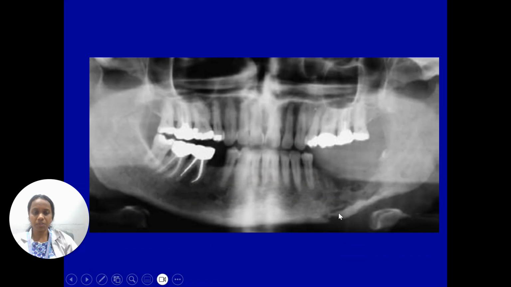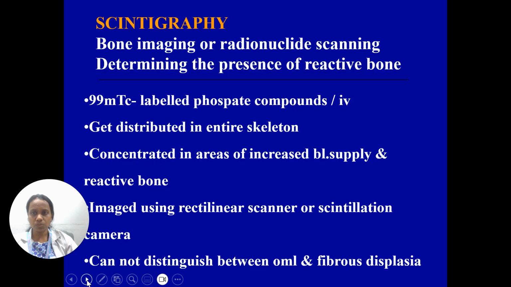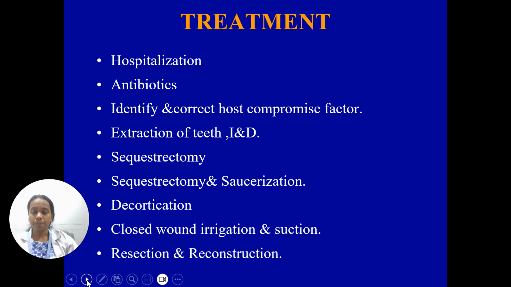We can see the moth-eaten appearance along with a change in the trabecular pattern, and small areas of densifications are seen. Even in the CT scan, it is evident. When we perform the bone scintigraphy, that is a radionucleotide scanning, the technetium 99 is injected, and we get an entire skeletal image wherein there is an increased blood supply and a reactive bone formation due to chronic osteomyelitis cases. We see an enhanced appearance on the PET CT.